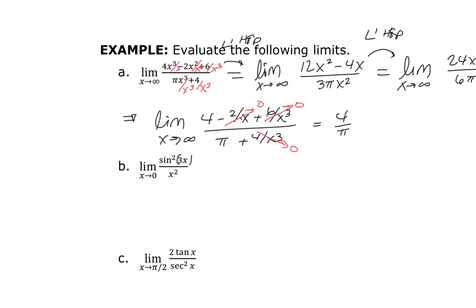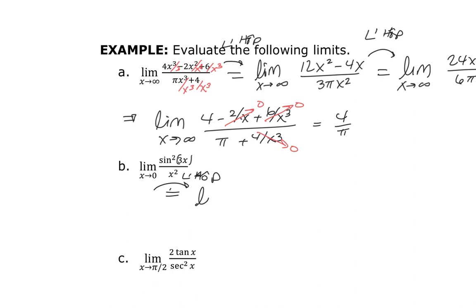Let's take a look at b here. So we have the limit as x goes to 0. If I were to put 0 in here, I would have the sine squared of 0, which is 0. I would have 0 in the denominator. So this is of the form 0 divided by 0. So L'Hopital's does work, and I'm allowed to use it. So by L'Hopital's, I'm going to note it as L-hop.